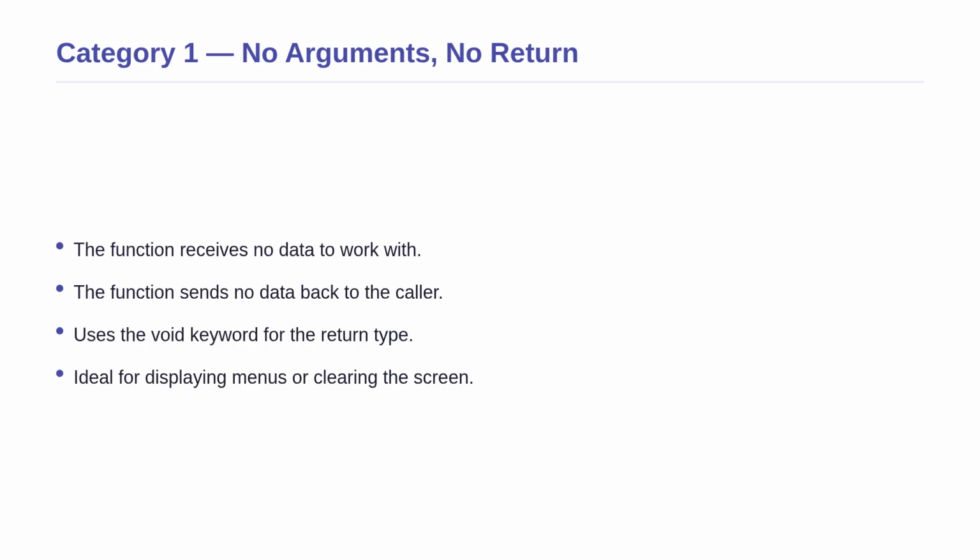Our first category consists of functions with no arguments and no return values. In this scenario, you do not give the function any data to work with, and it does not send any data back to you. It simply executes its internal instructions and finishes. Because nothing is being returned, we use the keyword void to tell the compiler what to expect. This type of function is highly useful for tasks that do not require data exchange, such as displaying a main menu, printing standard headers, or clearing the terminal screen.